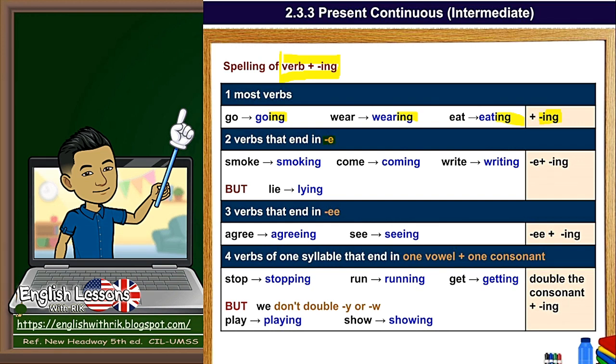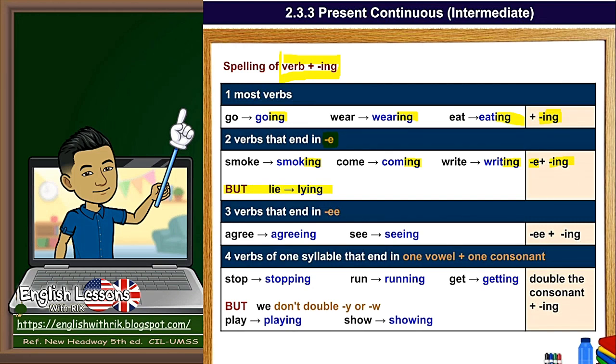For verbs that end in e, lose the e and add ing. For example, smoke, smoking, come, coming, write, writing. But lie, lying.